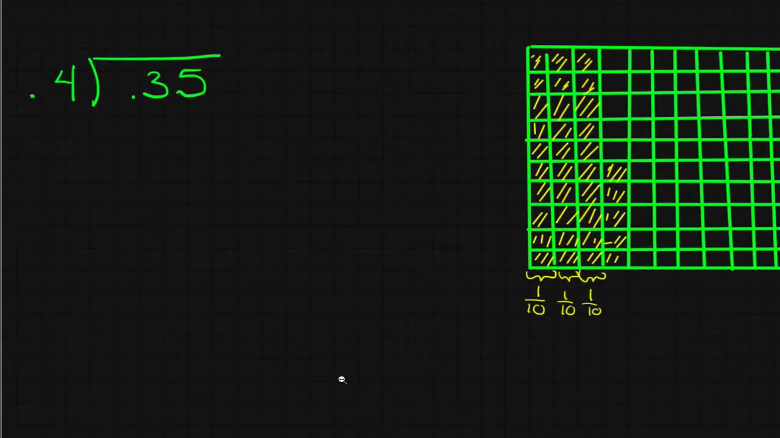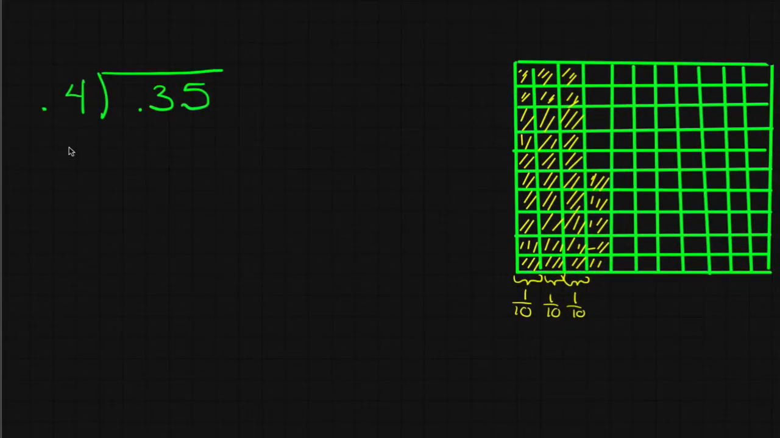All right, so here we go. This division problem says, how many times could I take away 4 tenths? Let's imagine there was a guest who wanted 4 tenths of the wedding cake. Could they get 4 tenths? It doesn't look like it. I only have these 3 tenths. I don't have 4 tenths.